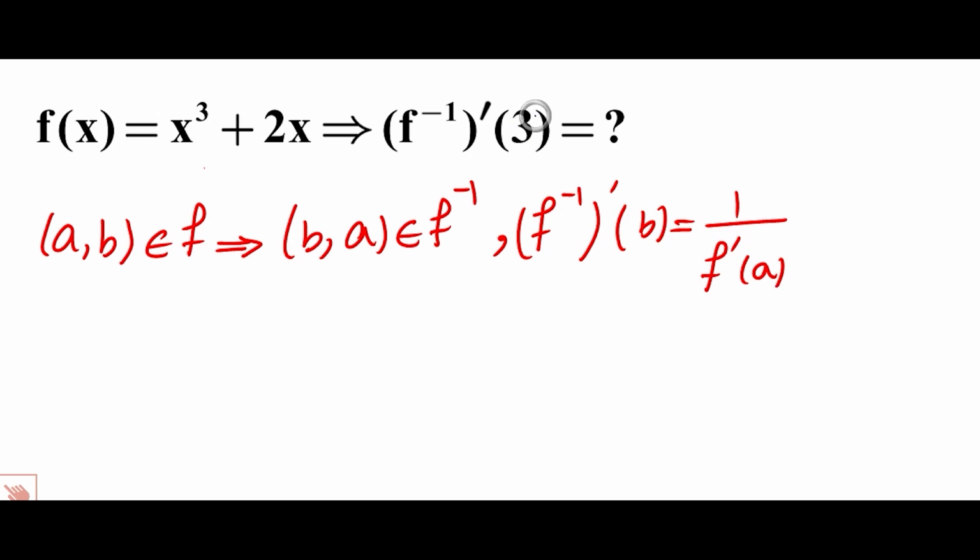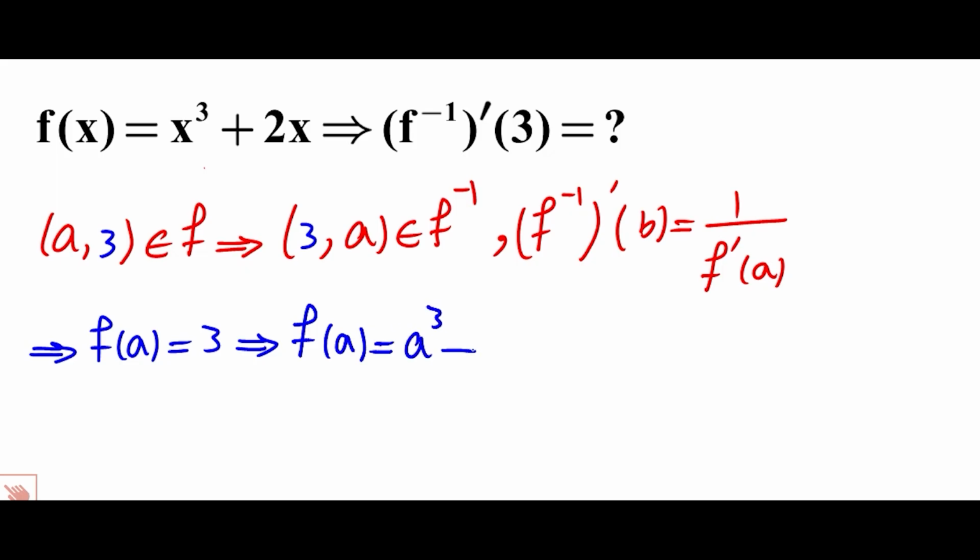So in this problem, 3 is b. Here is 3 and here is 3. So a and 3 is in f, so we have f of a is equal to 3. If we plug in a for x, we have f of a is equal to a cubed plus 2a is equal to 3. Now check a simple value. If, for example, a is equal to 1, we have 1 cubed plus 2 times 1 is equal to 3.